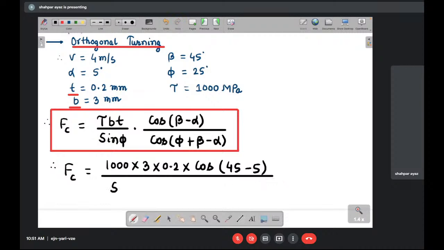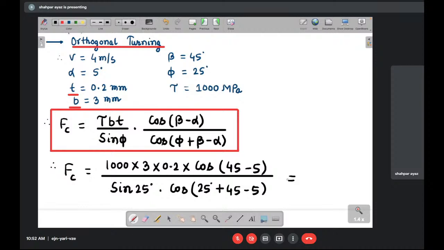Sin phi is your what, my dear? Phi is your 25 degree, into cos(phi plus beta minus alpha), where phi is your 25 degree, beta is your 45 degree, alpha is your 5. Right, once you solve, you will get the answer. Let me find it.